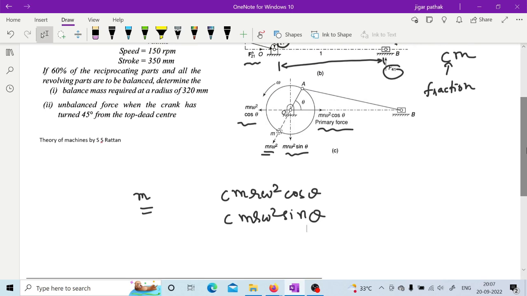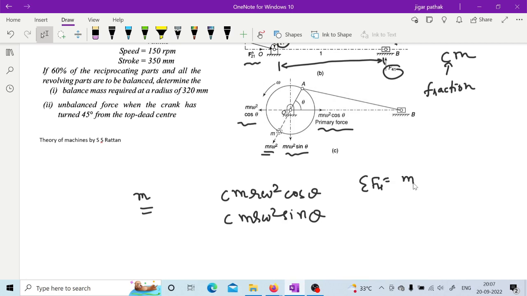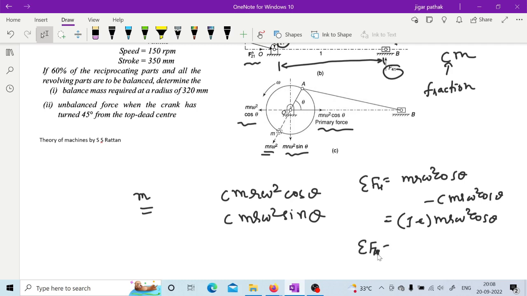here what will happen if you have only that fraction of this particular force balanced, then for the horizontal direction, it will be m r omega square cos theta minus c m r omega square cos theta. So it will basically be 1 minus c, m r omega square cos theta. Similarly for vertical, you will have c m r omega square sin theta.